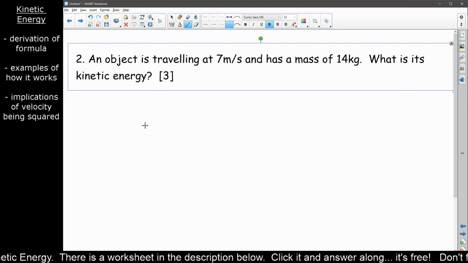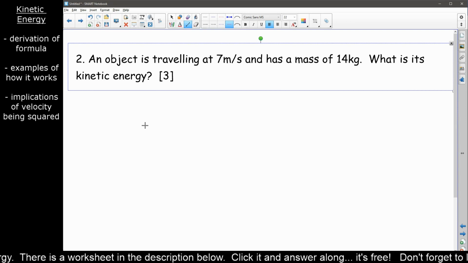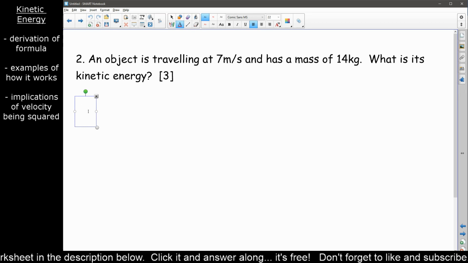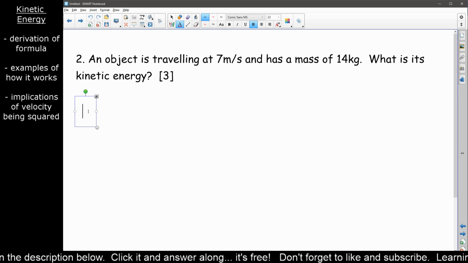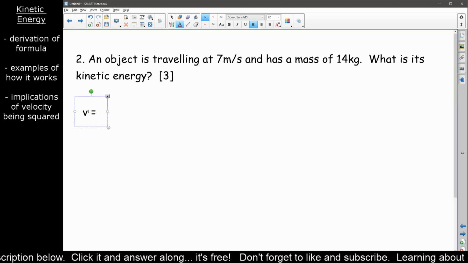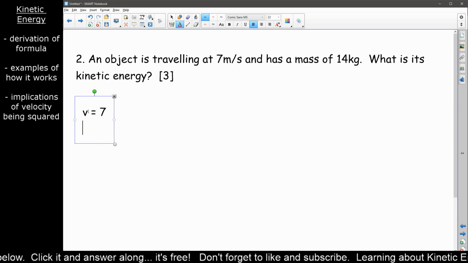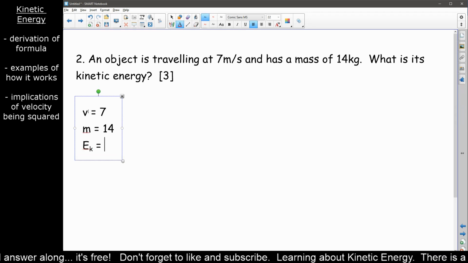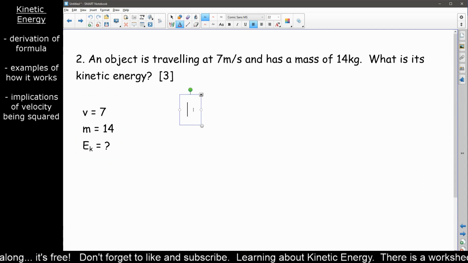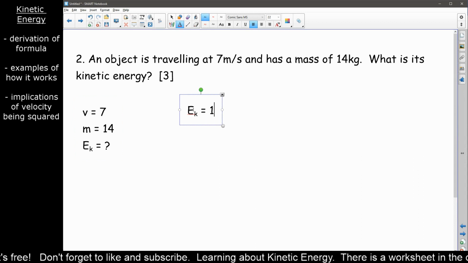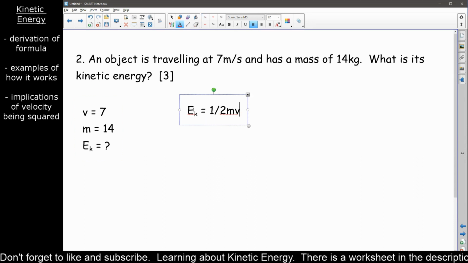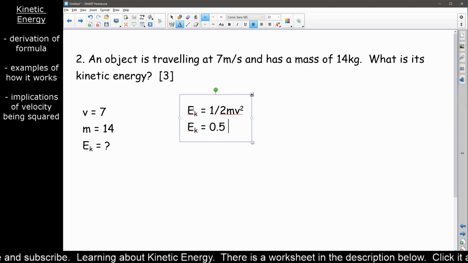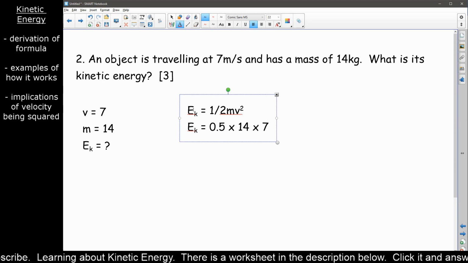On we go then. An object is travelling at 7 meters per second and has a mass of 14 kilograms. What is the kinetic energy? Now, a good idea here, even if it's a simple question, is still to list what we've got. So it's travelling at 7 meters per second, so we know that that's a speed and it's in the right unit. We know that the mass is 14 kilograms and we're being asked to find the kinetic energy. So again, we just pop it into our equation that EK equals a half mv squared. So EK equals 0.5 multiplied by 14 multiplied by 7 squared.